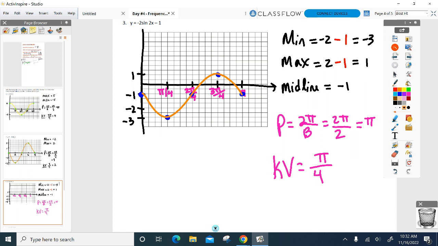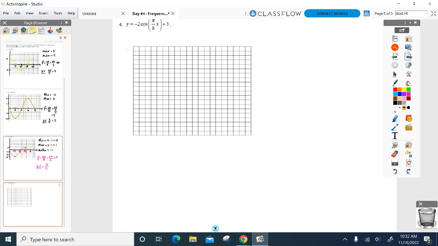Everyone good? Last one. Looks intimidating, but it's not different than the last one.